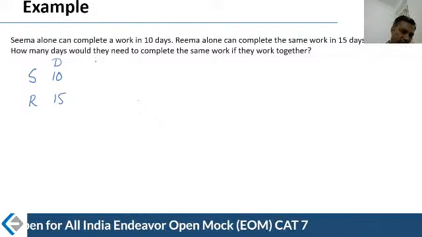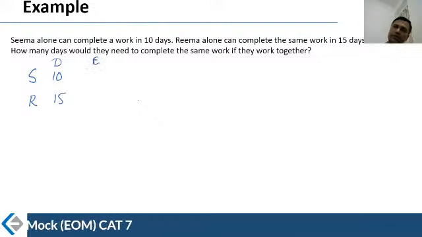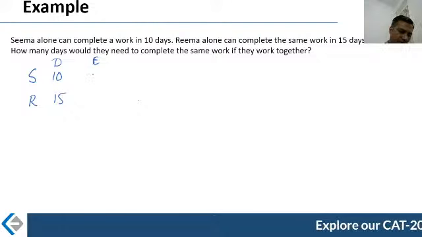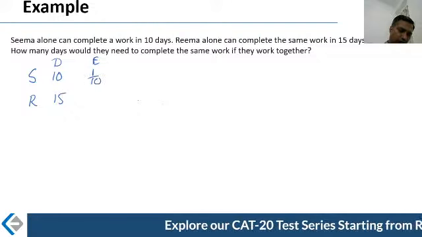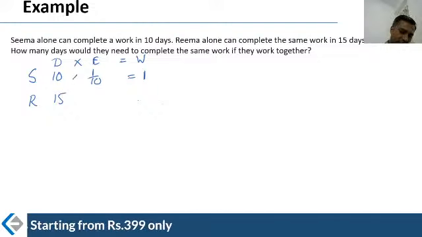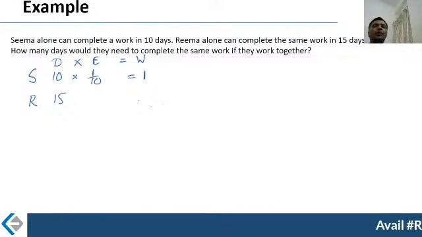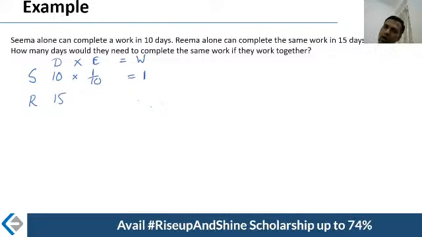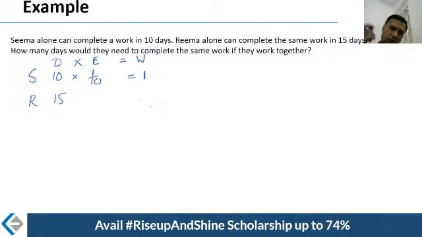So what is the efficiency, therefore? What is the efficiency of Seema, friends? The efficiency of Seema is 1 by 10. Why? Because the number of days, that's a time period, into efficiency is equal to work. That's what we said here. The work is one full work. So if the number of days is 10, the efficiency has to be 1 by 10. That's how you get the one full work. That's the unitary method: the work is always one.